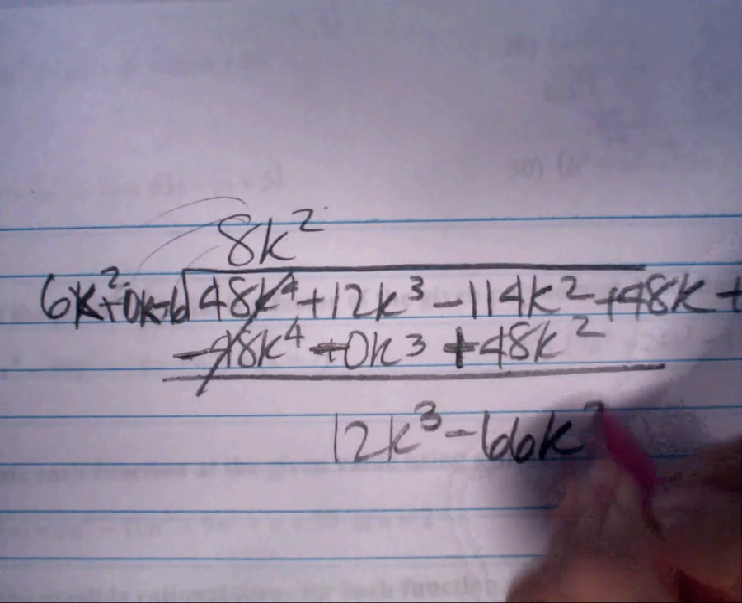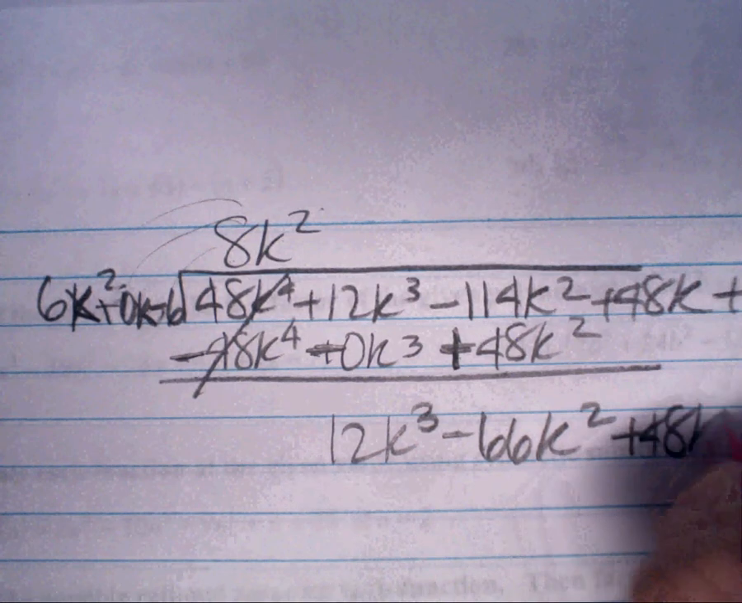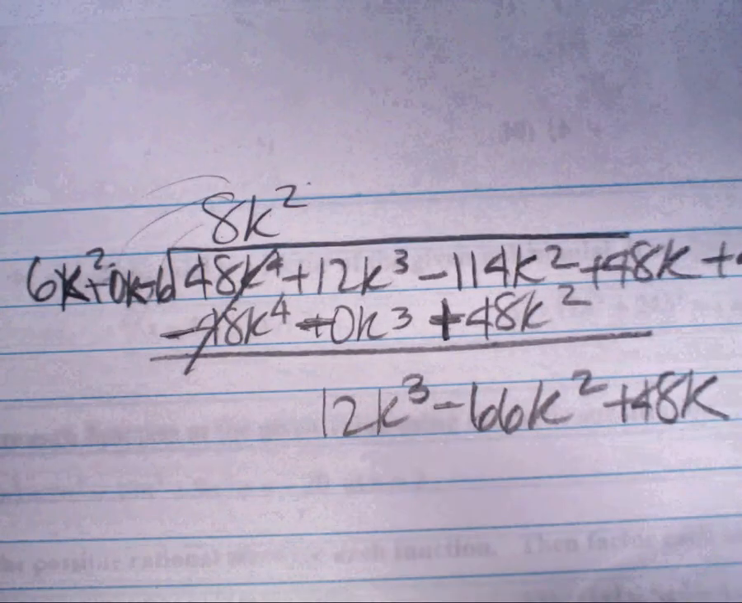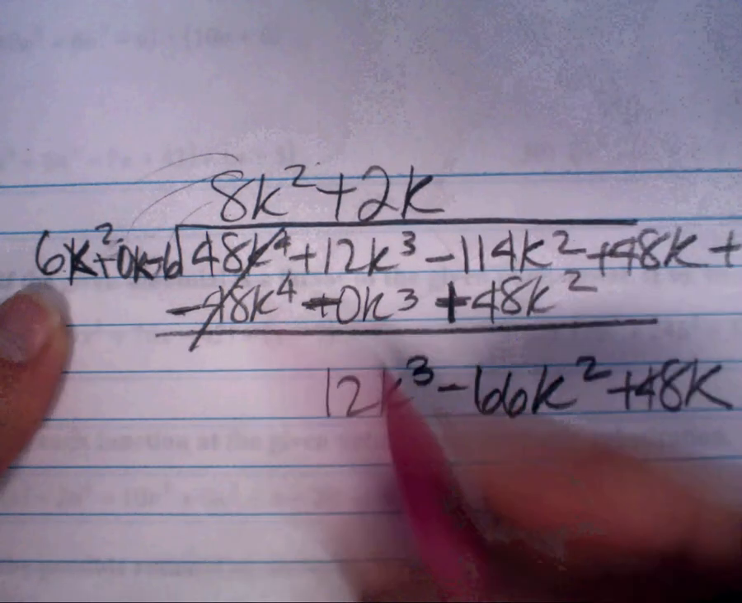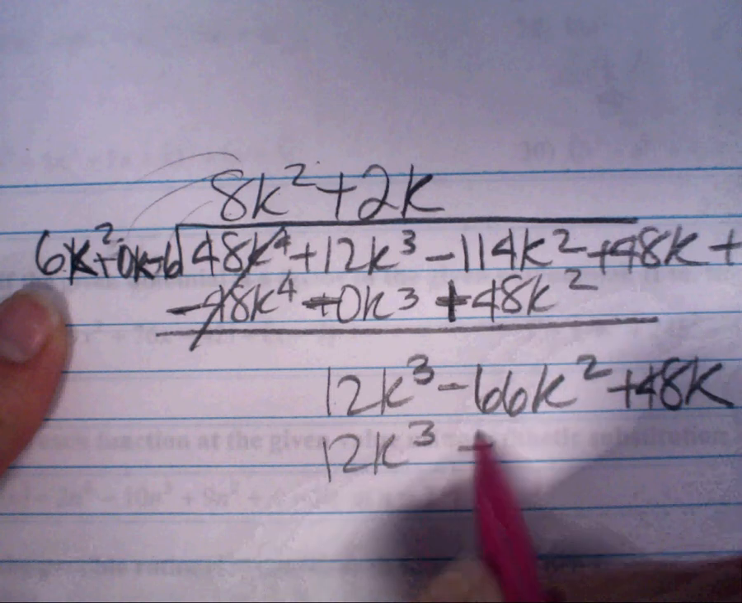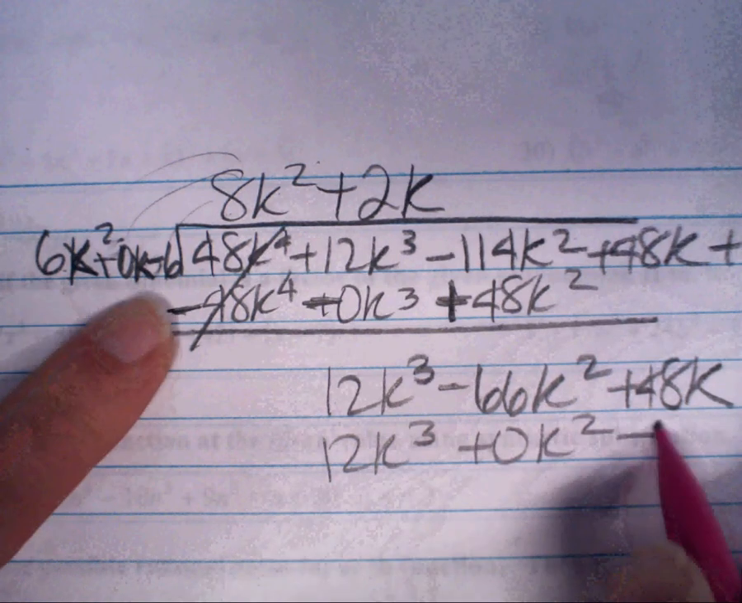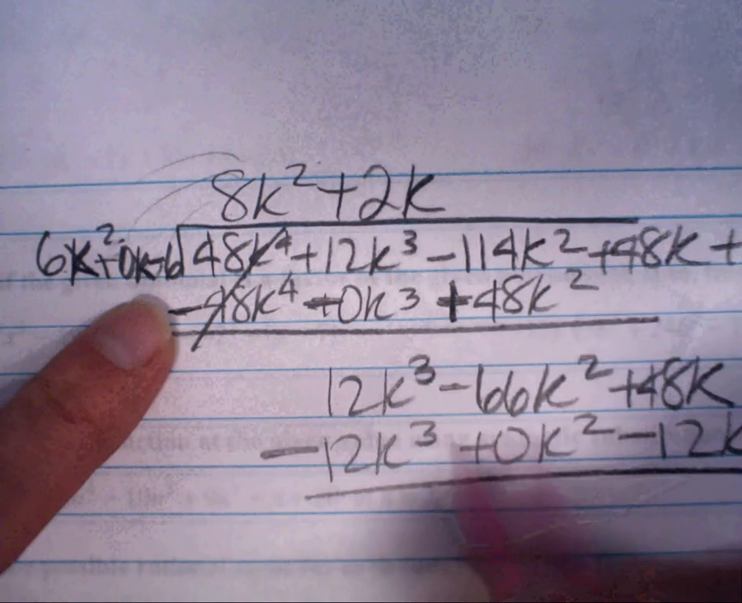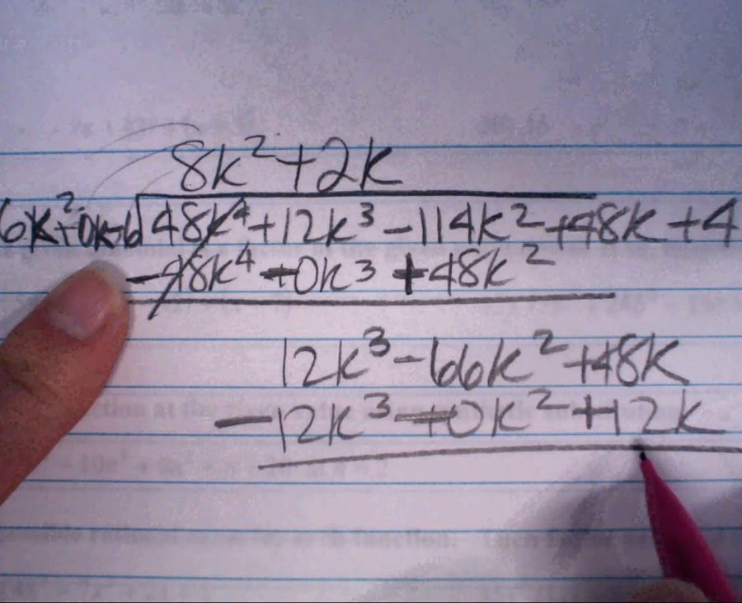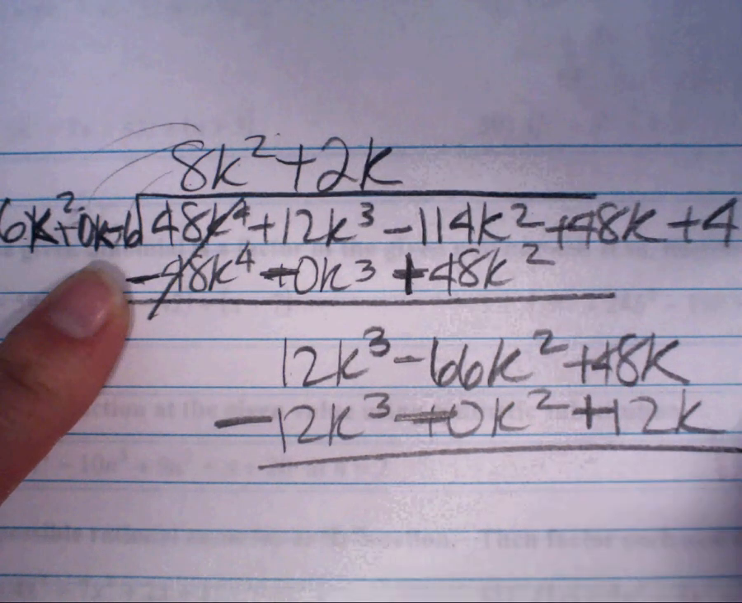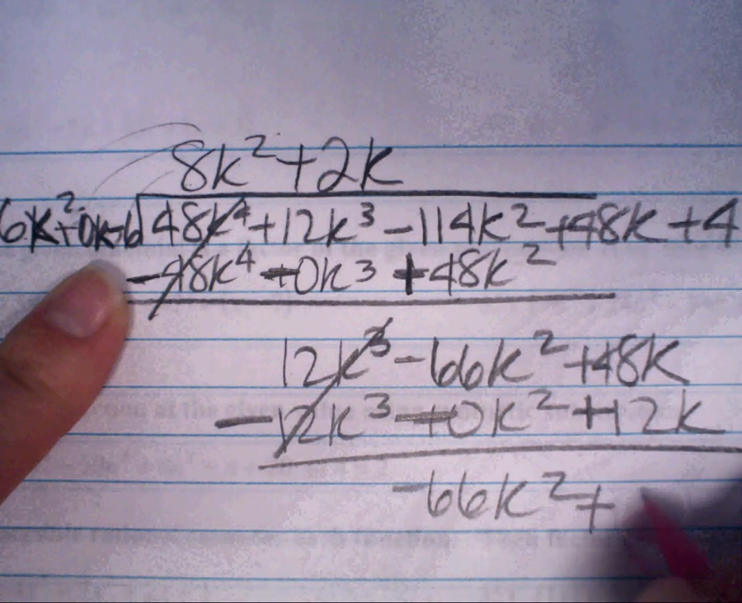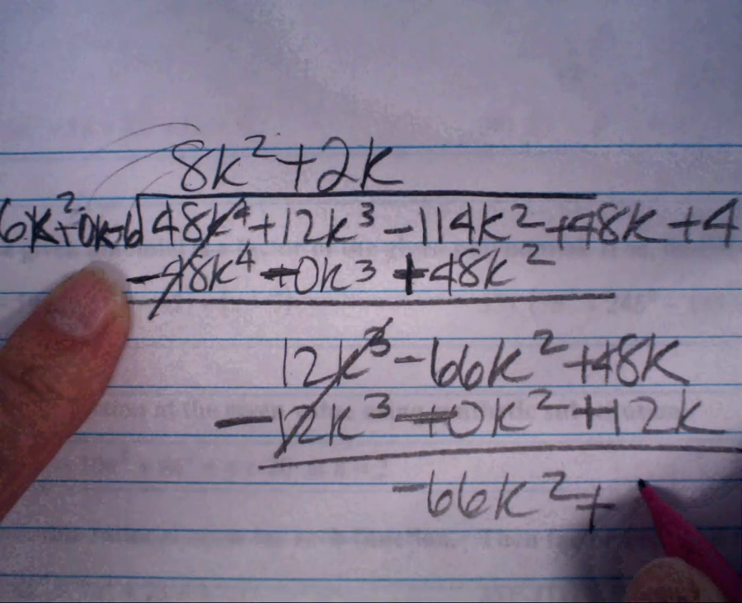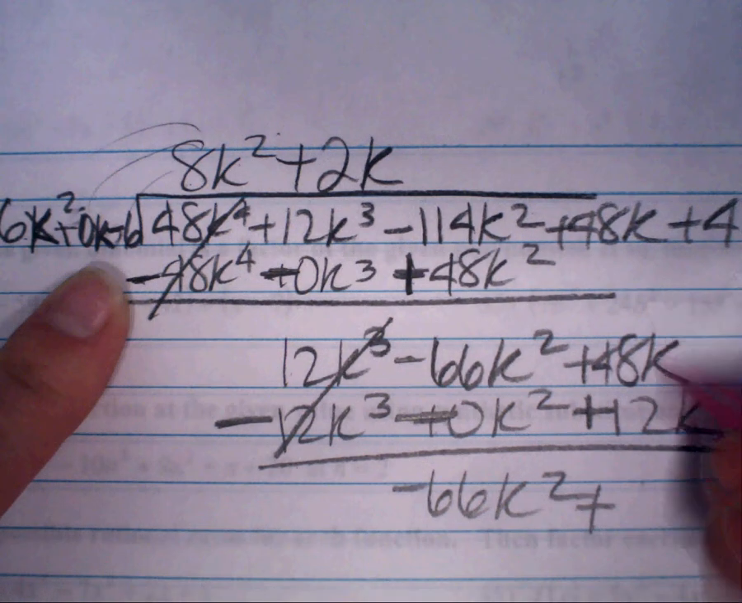Alright, so then what you do is then divide. So then that's going to be plus 2k. Multiply 12k to the 3rd plus 0k squared minus 12k. Go back and switch, aka subtract. So then cancels, negative 66k squared plus, I feel like I'm missing it, that's 60k, drop the 4, drop your last term.